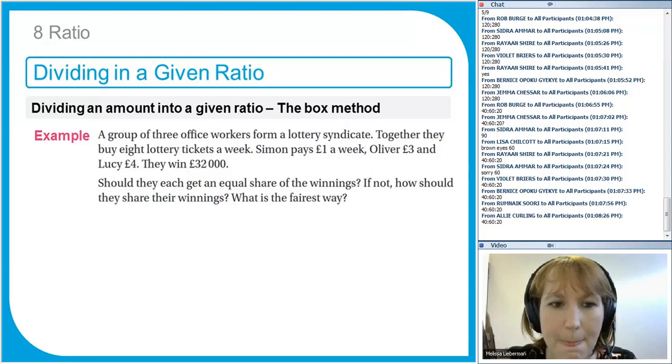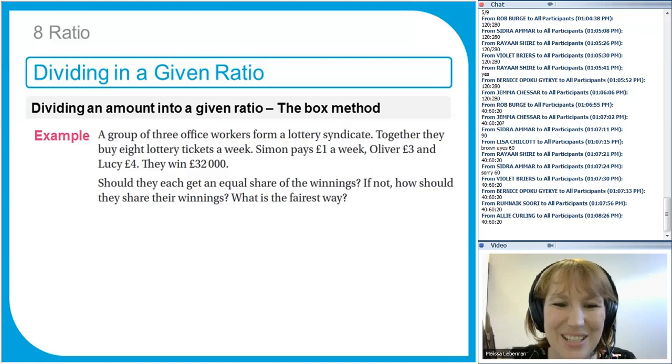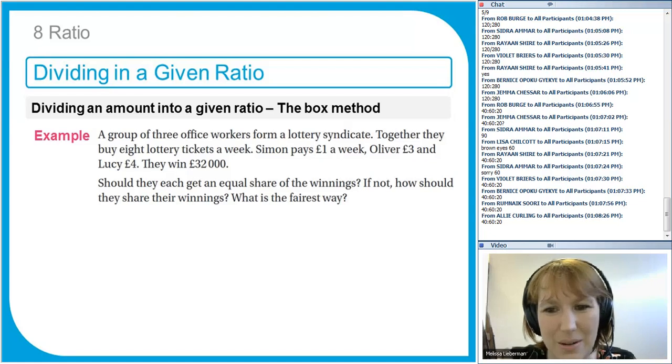So here's a slightly more complicated example. I think I even took this from the textbook. A group of 3 office workers form a lottery syndicate. Together they buy 8 lottery tickets every week. Simon pays £1 a week, Oliver pays £3, and Lucy pays £4. And they win £32,000. Should they get an equal share of the winnings? If not, how should they share their winnings?